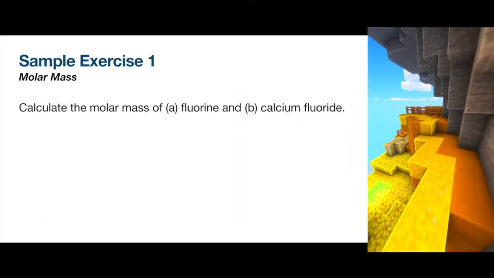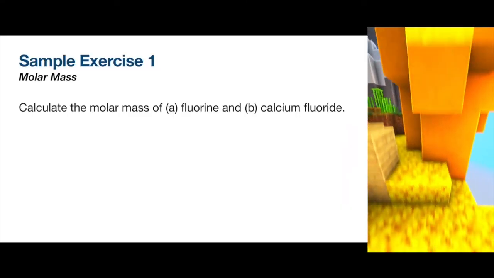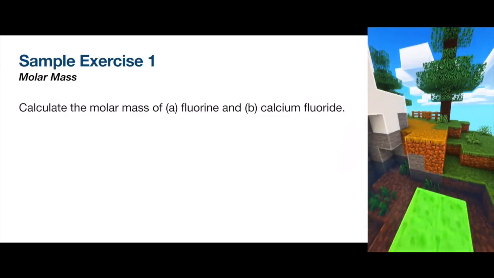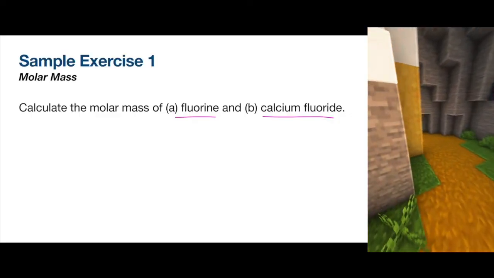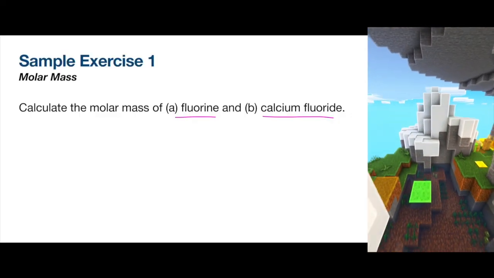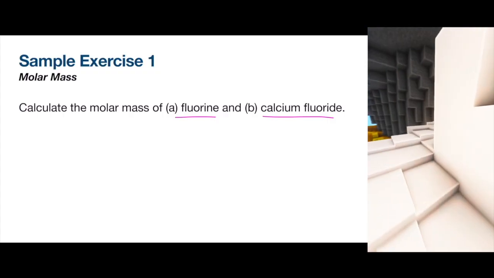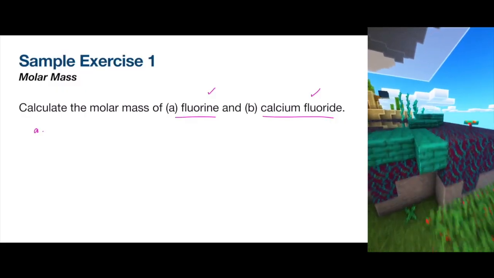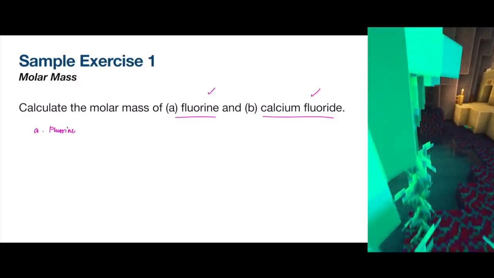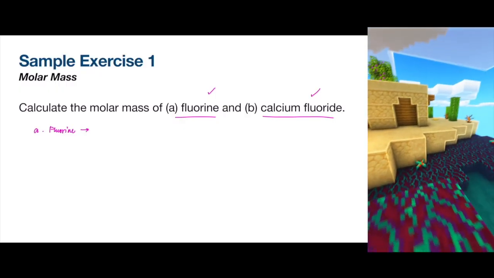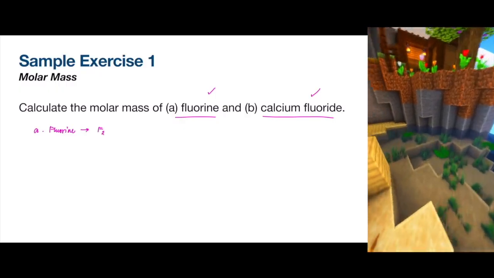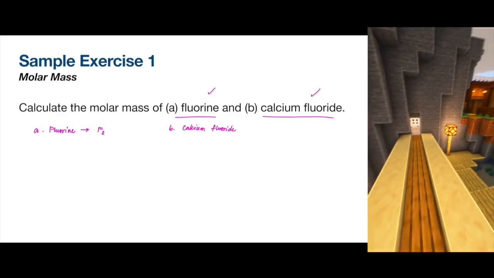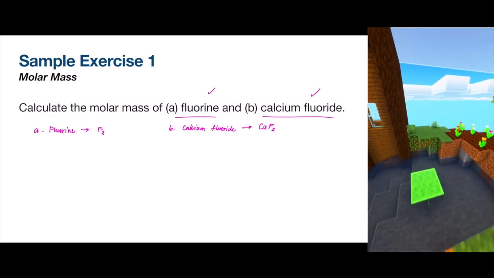Now let's try to answer some simple exercises. Calculate the molar mass of A, fluorine, and B, calcium fluoride. As we can see here, we're given the names of our substances. We have fluorine and we have calcium fluoride. To answer this exercise, we must first write the formulas of fluorine and calcium fluoride. We know that fluorine is an element, and fluorine is also a diatomic molecule. Therefore, we will write its formula as F2. On the other hand, calcium fluoride is an ionic compound, and its chemical formula is written as CaF2.